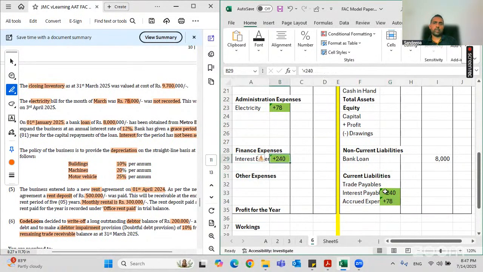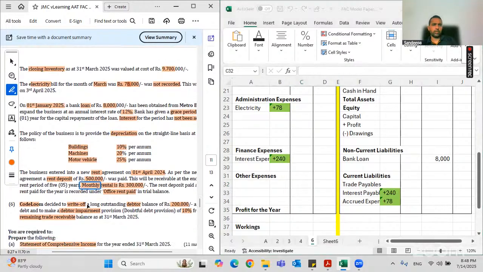Debited to interest expense, credited to interest payable. That is your interest expense. You haven't paid it yet. Debited to interest expense, credited to interest payable. Okay. Right. Look at the next adjustment. All right. Up to that point, are we clear? The way that I'm doing, is it okay for you all?